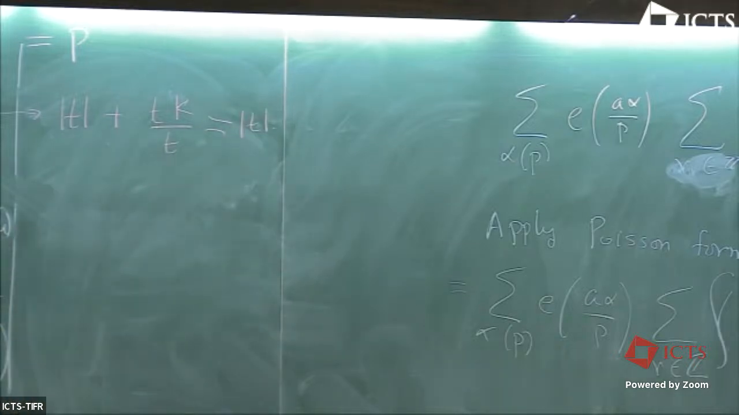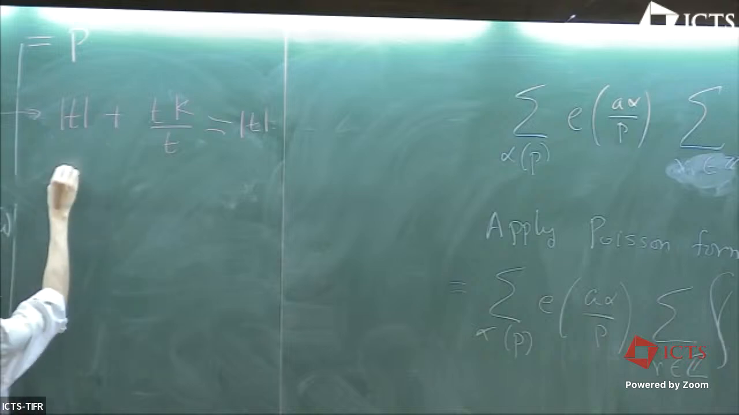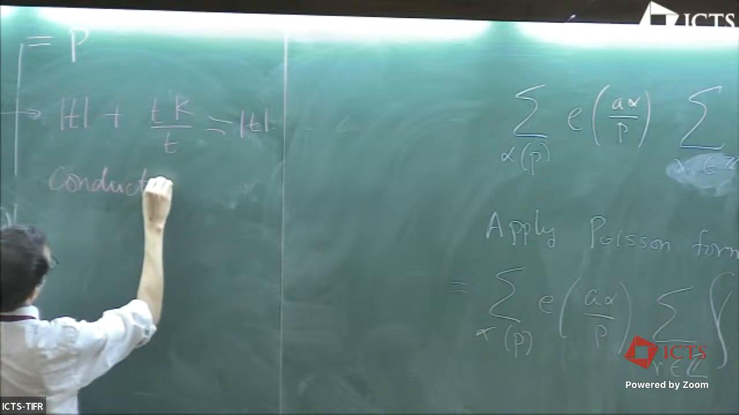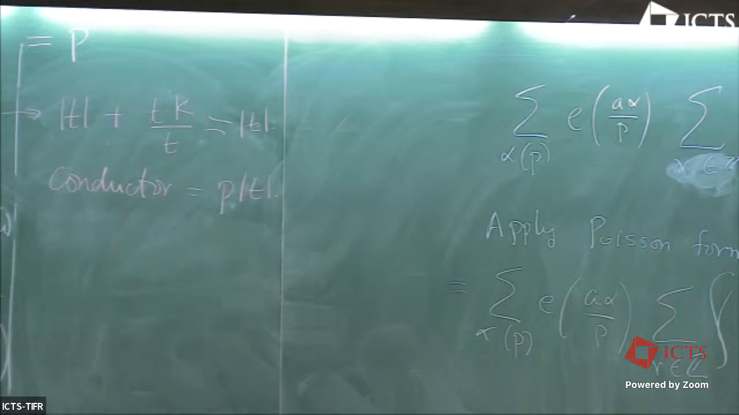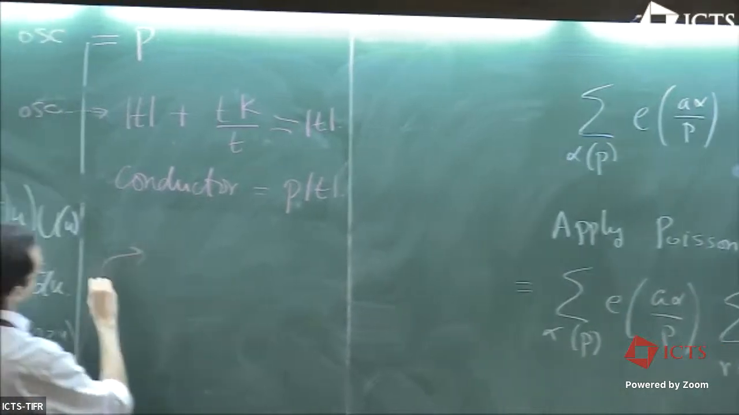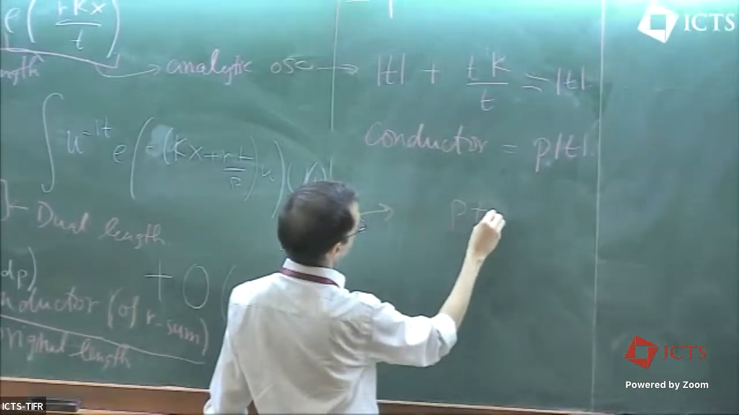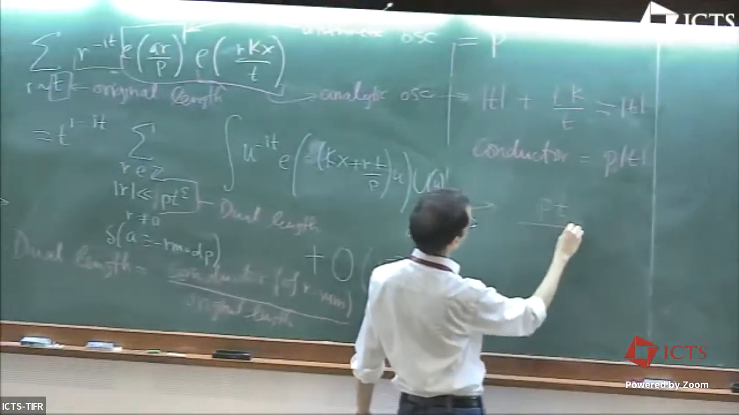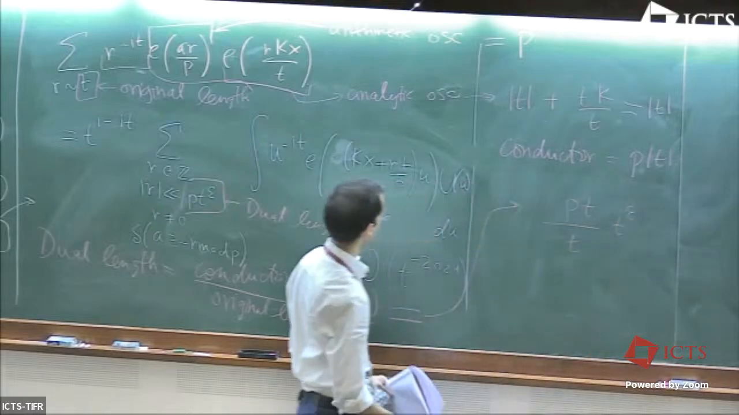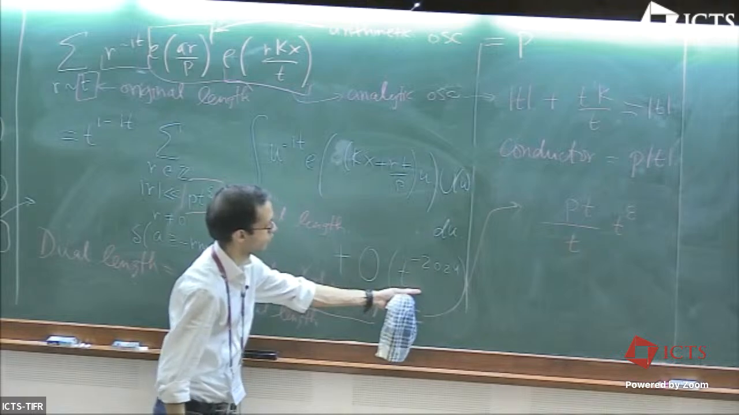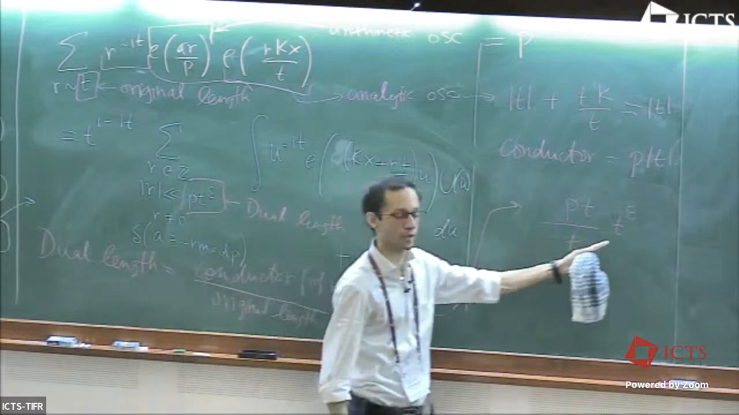And so the net conductor is going to be the product of these things. And therefore, that gives us the dual length. The dual length is therefore going to be, let me write it over here, p times t divided by the original length, which is t. And of course, in order to make sure that you get some polynomial savings in the error term, you introduce a t to the epsilon.